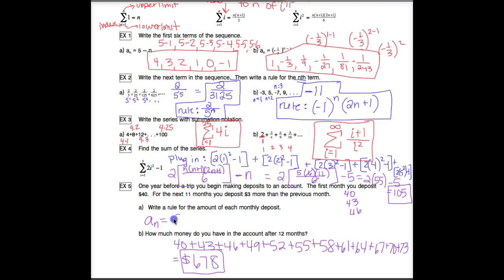I did $37 as just the floating amount. And then I wrote 3n, where n is the month number. And this is just the amount of each monthly deposit. So 3 times 1 is $3. Add that to the 37. My first month, I deposited that amount. Then 3 times 2 is 6. 6 plus 37 gives me the 43.